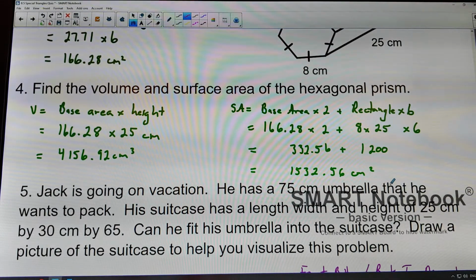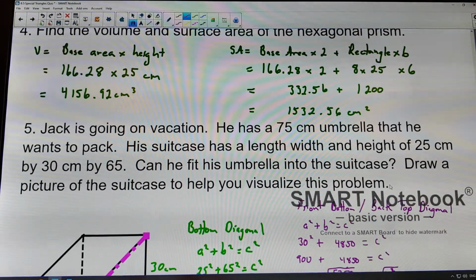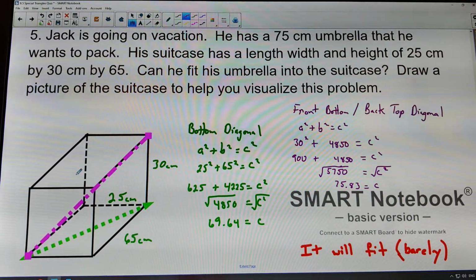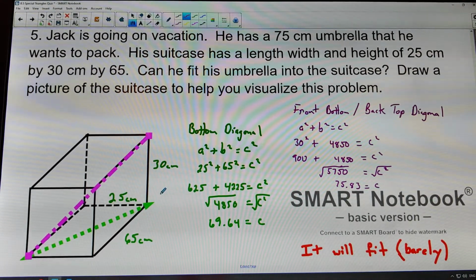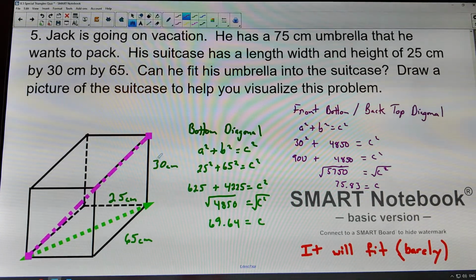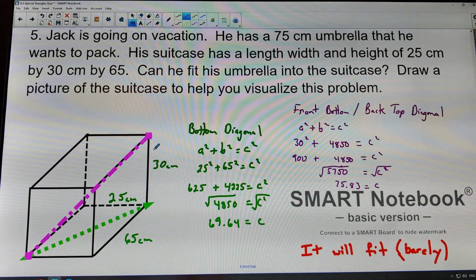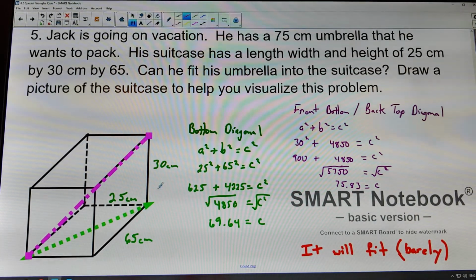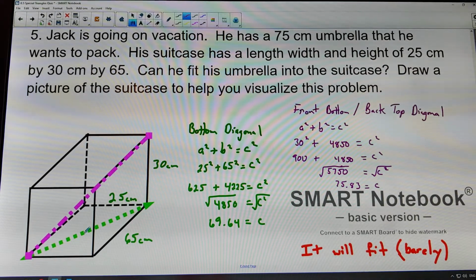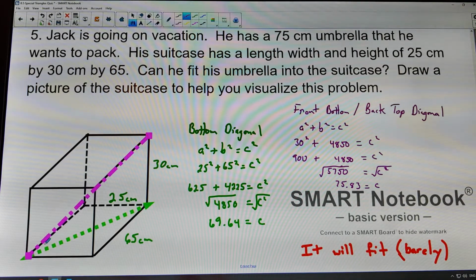So on to number 5, just the extra challenge one. Here's his suitcase, okay? I went and I put the measurements on. So it's 65 centimeters long, 25 wide, 30 high. To figure out if his umbrella is going to fit, you have to do Pythagorean theorem twice. The first one is just going along the very bottom of the suitcase to figure out how long it is diagonally across the bottom of it.